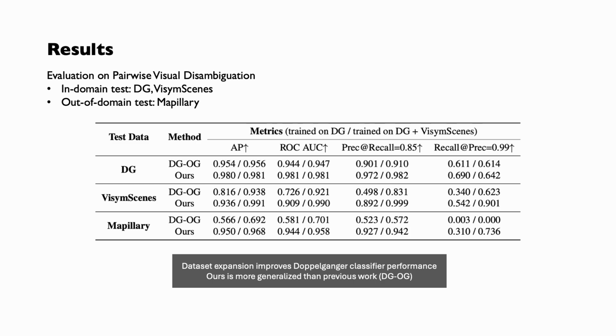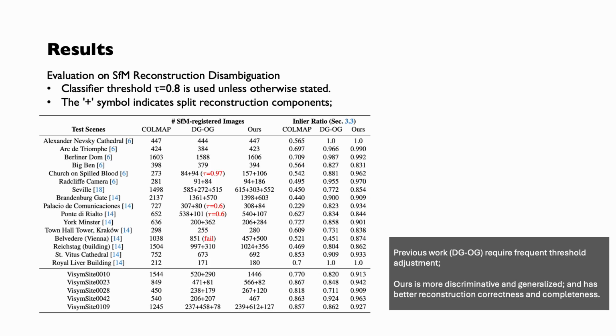To evaluate our method, we performed two tests. One is pairwise visual disambiguation. In this task, our method exhibits higher average accuracy, better distinctiveness, and is more generalized on out-of-domain datasets. Another test is structure-from-motion reconstruction disambiguation. So here we report the inlier ratio metric and compare the completeness of reconstruction results. Experiments show that ours consistently outperforms the previous method in these two metrics, sometimes reduces oversplit components, and also requires less threshold tuning.